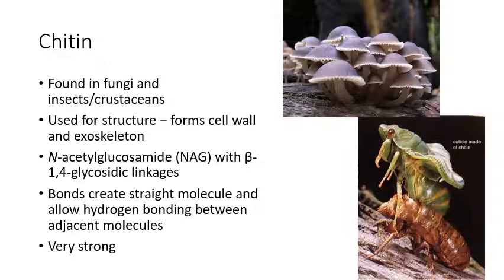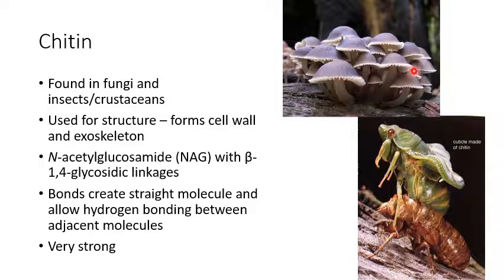The next polysaccharide we'll talk about is chitin, which is similar to cellulose in its structure and its function. So it's also used to form cell walls, but not by plants. Instead, it's used for the cell walls of fungi, which would be like mushrooms. It's also used to make the exoskeleton for insects and crustaceans.